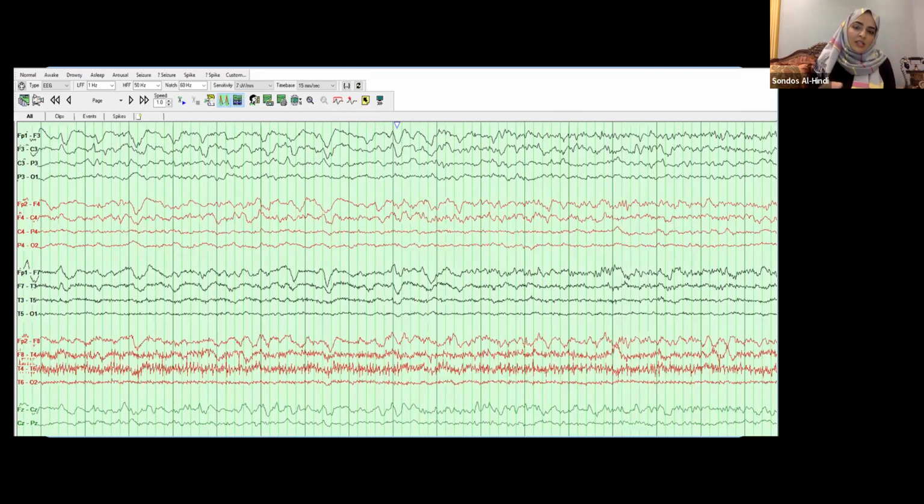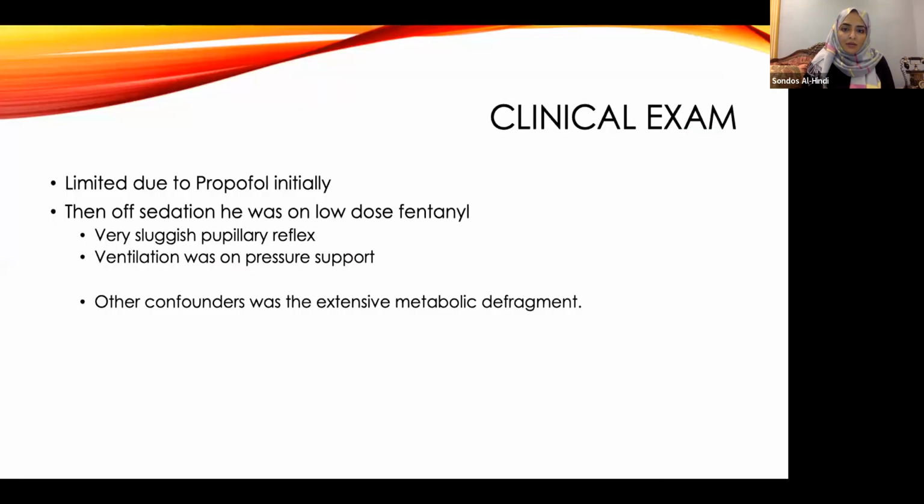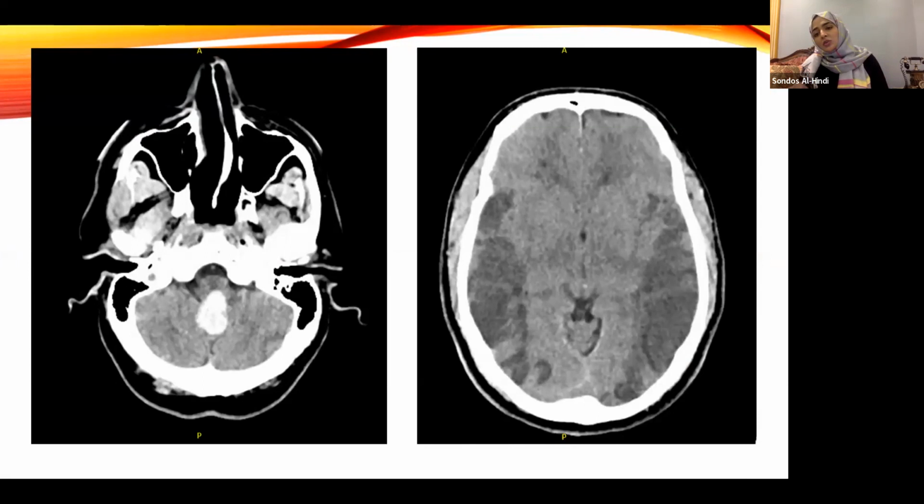This EEG, as I said, was done a few days after his admission, and he was not waking up despite weaning off sedation. So a repeat imaging of the CT showed that he had actually, apart from the bleed that he initially had in the posterior fossa, infarcted extensively his MCAs bilaterally.